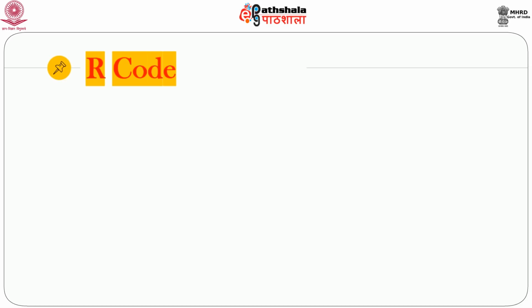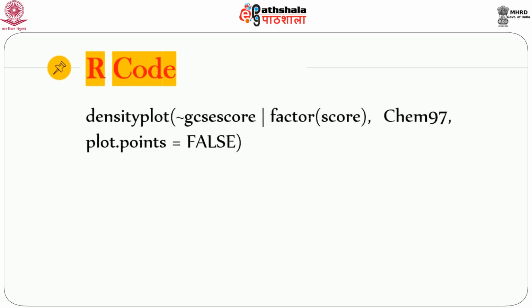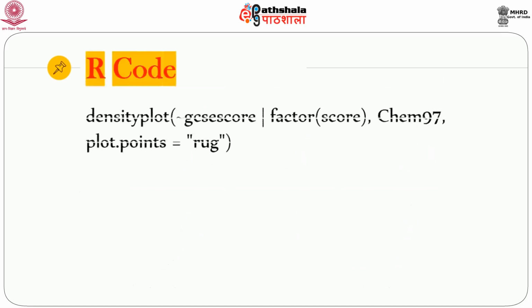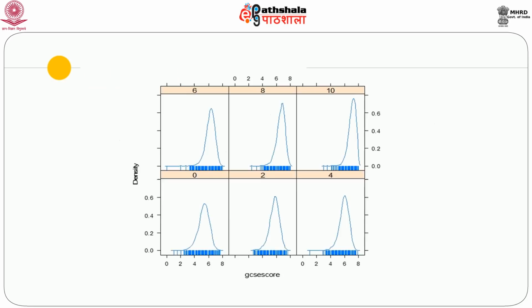Here one additional argument is provided, and that is the plot.points argument. If we want to eliminate all the points, then we need to use plot.points equal to false. And look at the plots that we are getting here. Compare the plot with the previous one. The only difference here is that the points have been eliminated. And again, if we put plot.points equal to rug, then we are going to have a plot like the following. So look at the plot that we have got using plot.points equal to rug.